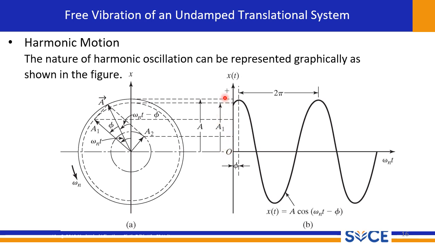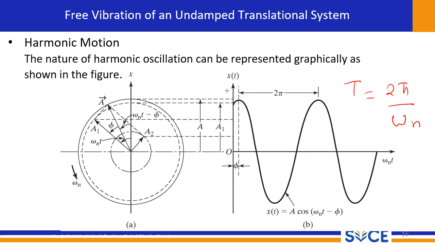The distance between two peaks of the wave represents the period T. The period T is related to the natural frequency, that is T equal to 2 pi divided by omega n. Finally, the phase angle phi shifts the sine wave horizontally. If phi is not 0, the wave doesn't start at its peak or trough at t equal to 0.